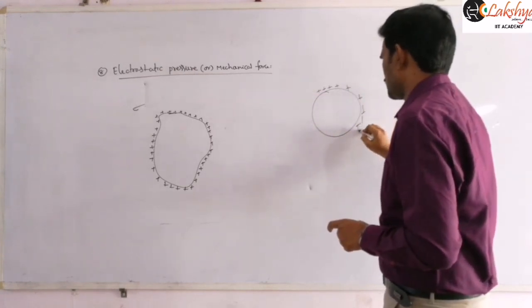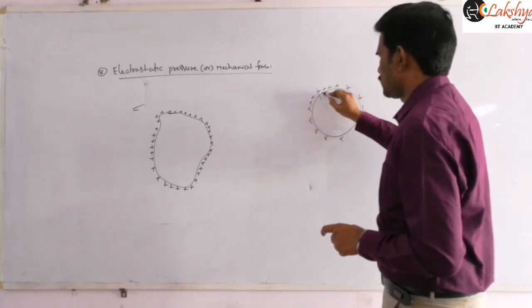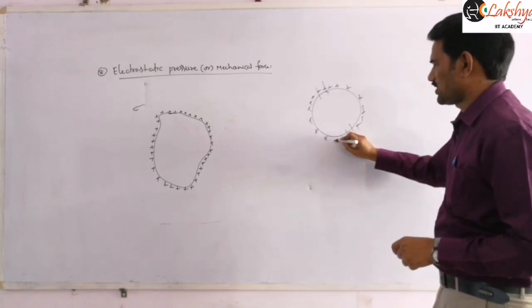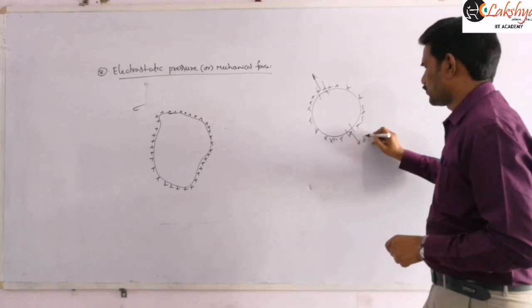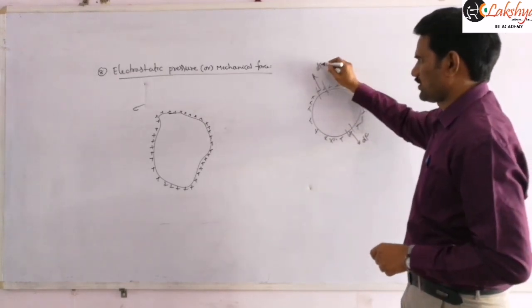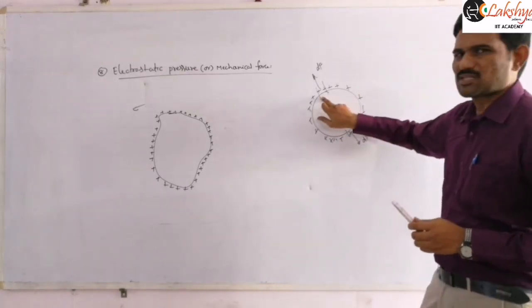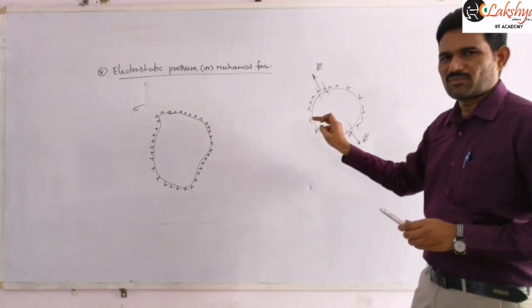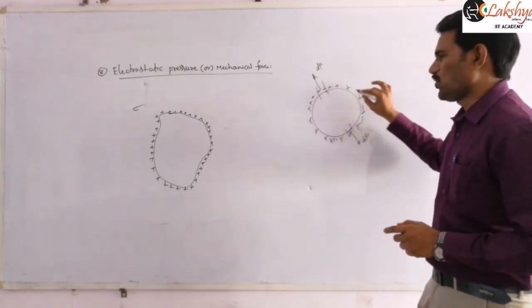you can divide it into a number of elements. This is one element, and suppose I consider another element here. This element and this element will experience some net repulsive force like this, dF and dF. Like that, every element will experience a force due to all the remaining elements. Similarly, this element will experience a force due to all the remaining elements.